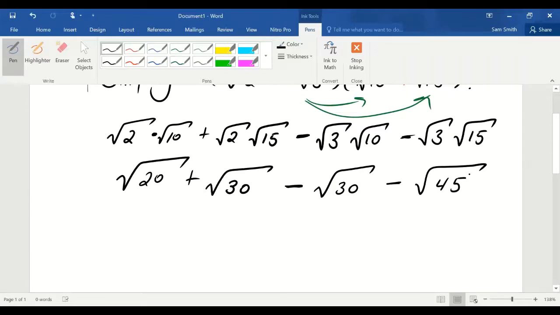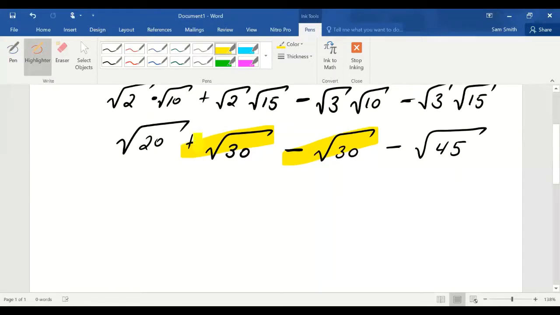Now that I have FOILed, now that I have distributed and simplified each individual product, I'm going to go through and just check it at the moment to see if there are any like terms that are really obvious to me. And the 2 terms that catch my attention are the positive root 30 and the negative root 30. These are exactly the same term, except one is positive and one is being subtracted. So a positive take away exactly the same thing. Those two cancel each other out.